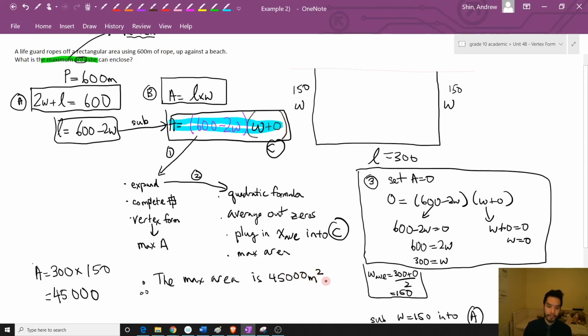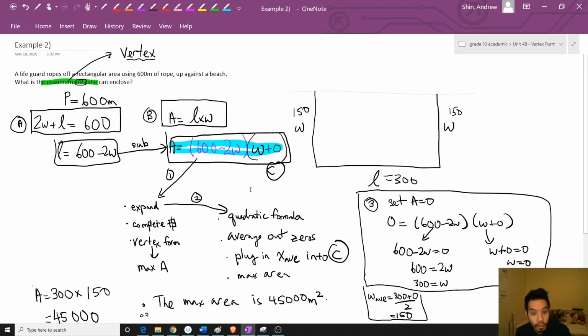Okay, so I just want you to understand that there's many different pathways, and you should be able to do all three and understand that they're all going to give you the same answer, whether you're using quadratic formula, factoring, or completing the square.